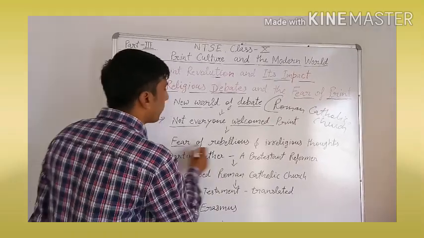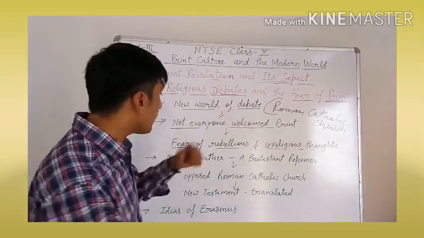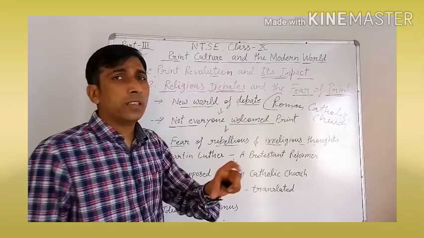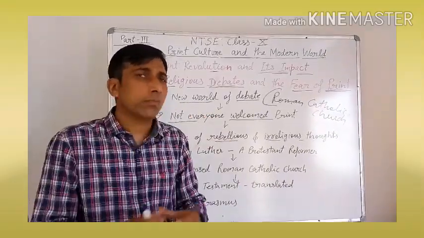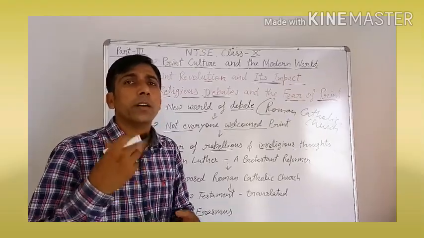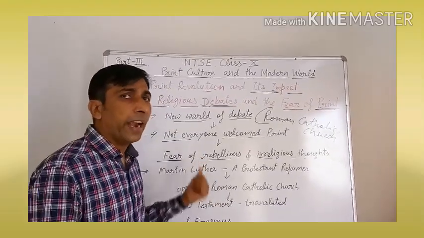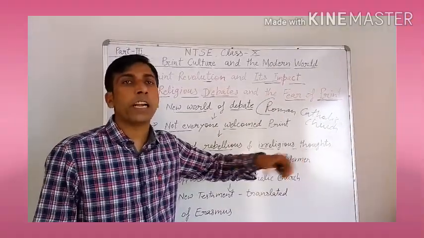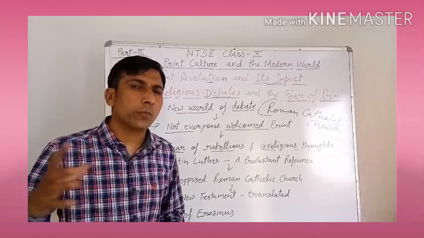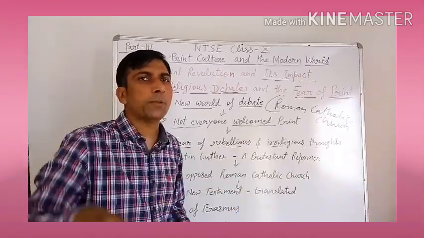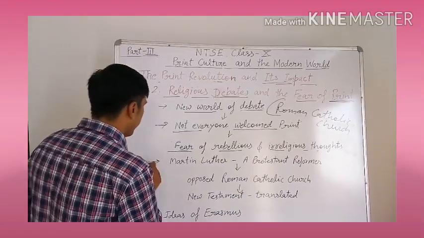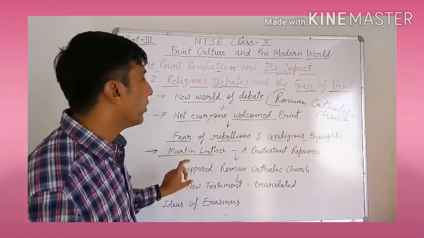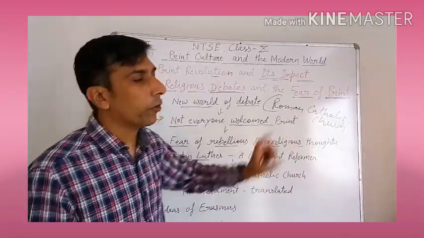After that, fear of rebellious and irreligious thoughts. They thought that if there was no control over print technology, print culture, then less valuable literature would spread in the society, and they feared that rebellious and irreligious ideas and thoughts might spread in the society, and that could collapse the religious beliefs of the society. After that, the next topic is Martin Luther. Martin Luther was a Latin scholar and a Protestant reformer of Germany.